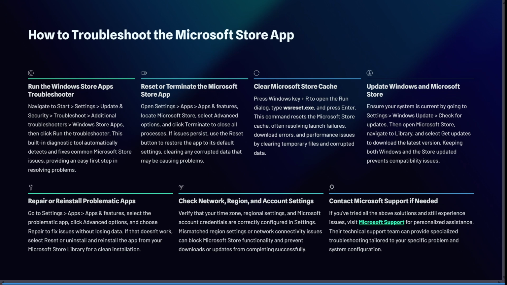We now need to reset or terminate the Microsoft Store app. So open Settings, go to Apps and Features, locate the Microsoft Store here, select Advanced Options, and then click Terminate to close all processes. If this does persist, use the Reset button to restore the app to its default settings. This will clear any corrupted data that may be causing any problems.